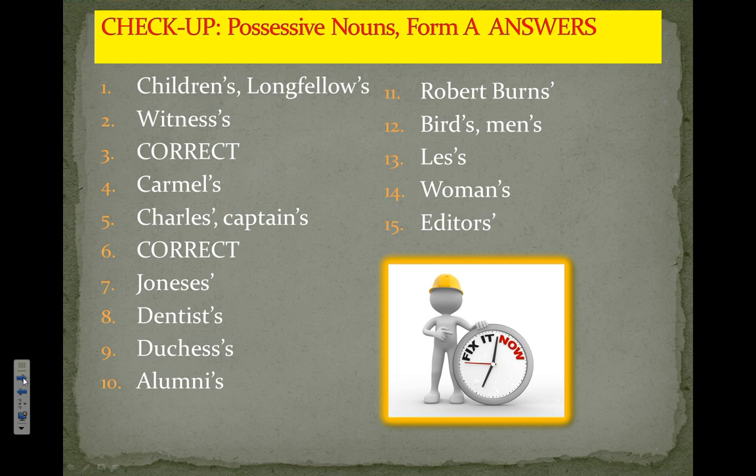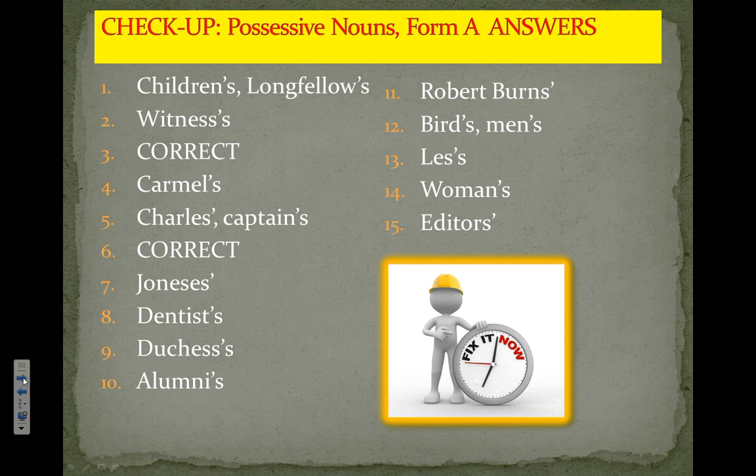Number 3, Jess's makeup was like an actress's. Both of these are correct because they're both showing possession and the S is pronounced in both cases. Number 4, Carmel's climate is famous for its uniformity. We're not talking about more than one Carmel. We're talking about its climate. So we need an apostrophe S.